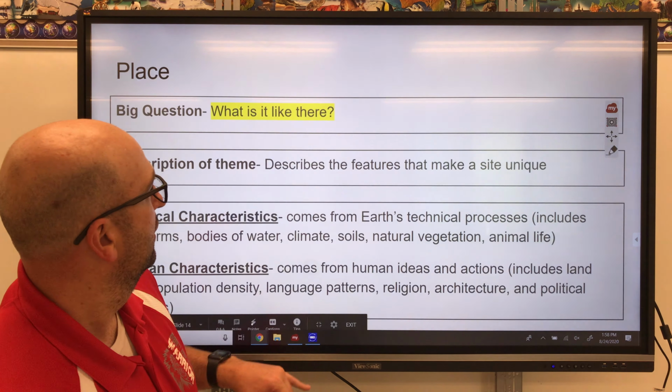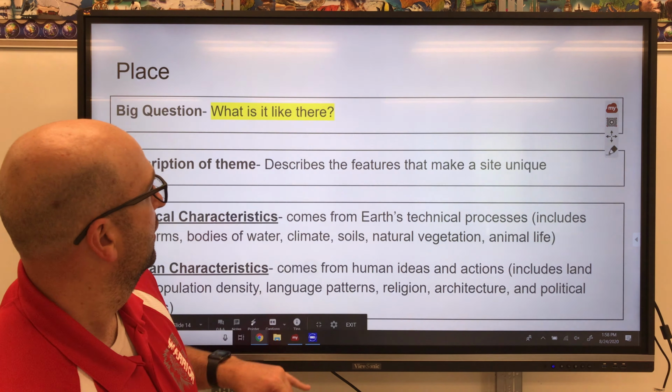But you can also talk about an area's human characteristics. If I'm describing New York City, you could talk about the many different types of cultures or languages that you would hear spoken in that big city. And I just said big city, meaning a lot of people, which is also a human characteristic. So when we're talking about describing places, we're asking, what is it like there? And we're using both human and physical characteristics to describe them.